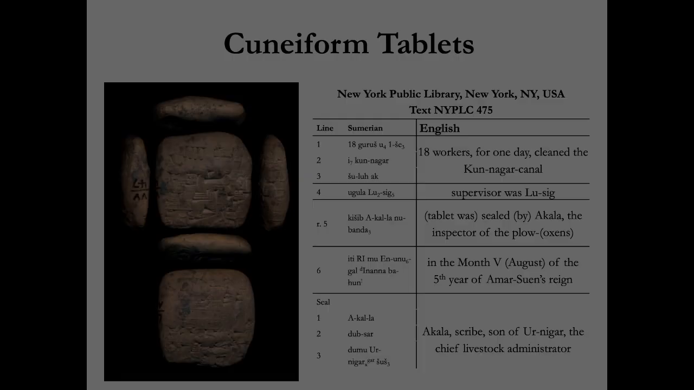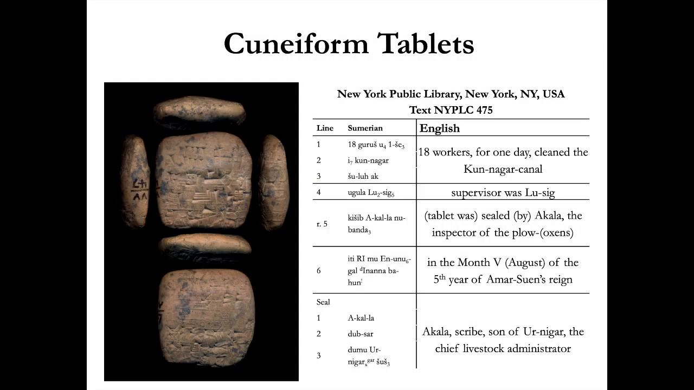There are different variations. They're very tiny tablets of this size, which record the labor and material expenditure for one single project. Let's take an example. If a work group goes out and cleans a canal, then it says X amount of workers for one day cleaned this and that canal. And then there's some administrative information, names of officials, and sometimes the month.